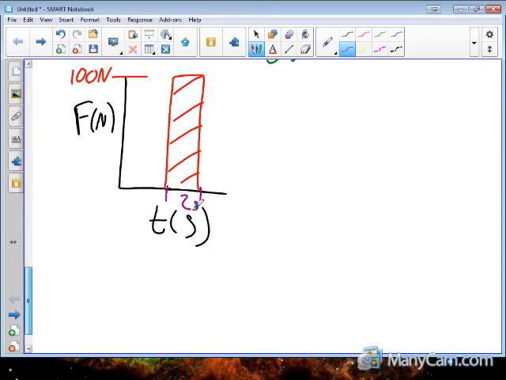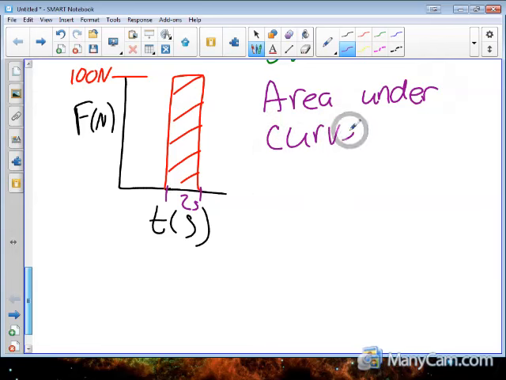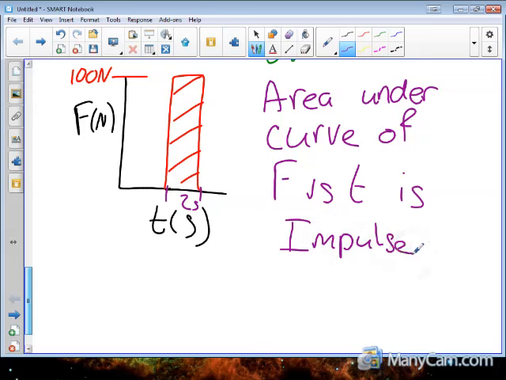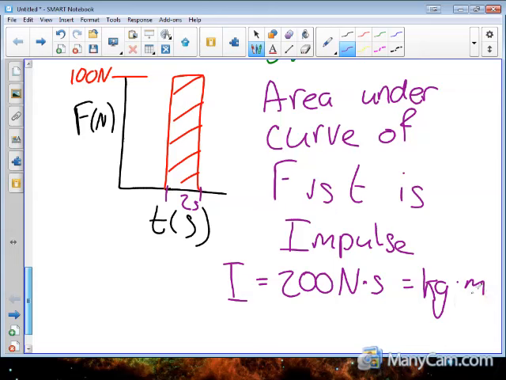Because the area under the curve of force versus time is impulse. And you can all figure out the area underneath the curve of a rectangle. That's 100 by 2. So the area under this curve, the impulse here, is equal to 200 newtons times seconds, which is equal to a kilogram times a meter per second.